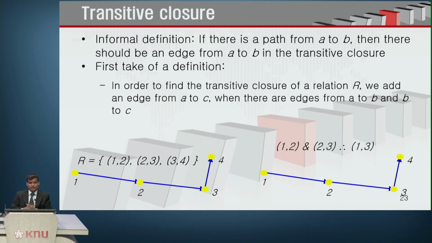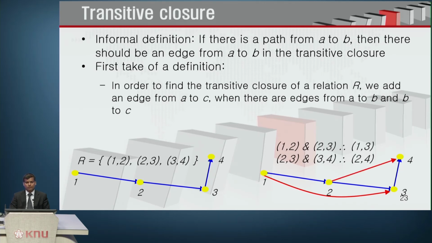You can think of this transitive property like this. If you add 1, 3, then you have the transitive property between these nodes 1, 2, and 3, because 1 is already related to 2 and 2 is already related to 3. Therefore, you want to connect 1 and 3 to make it transitive. Again, the other way: 2 is already connected to 3 and 3 is already connected to 4. Then if you have 2 and 4 connected, you again have a transitive property.